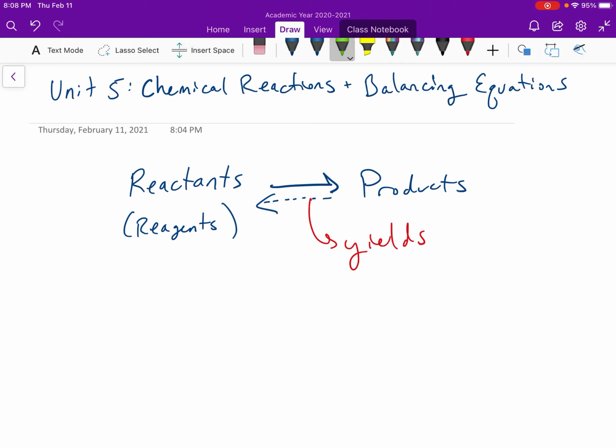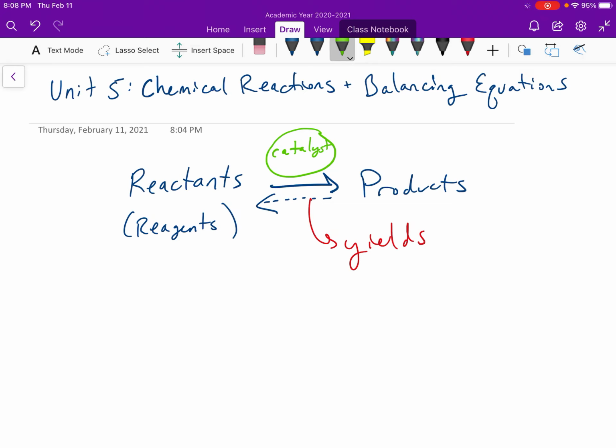Another thing you might see, if there is anything listed above the arrow, that's a catalyst, okay? It's not a reactant or a product. The reason is because it doesn't get consumed in the reaction, and it doesn't get produced in the reaction. It is there in the beginning, it's there at the end. It remains unchanged. Its only job is to speed up the process, okay?